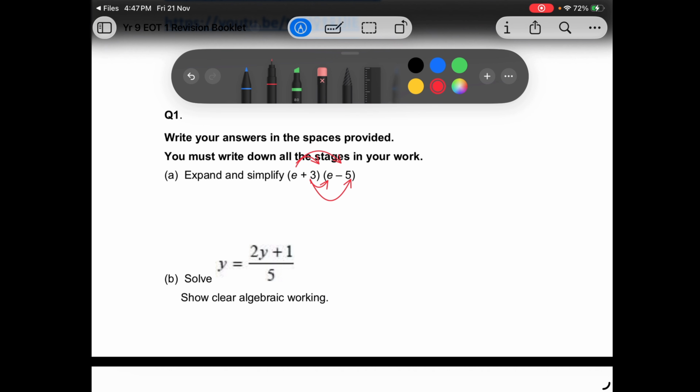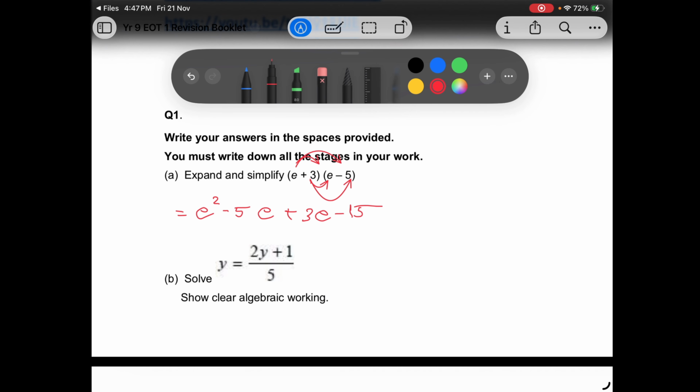Then e times e, you know, guys, this is e squared, then e times minus 5, which is minus 5e. Then 3 plus e, it will be 3e. Then 3 times minus 5, minus 15. Then guys, after expansion, sometimes, not always, we expect simplification.